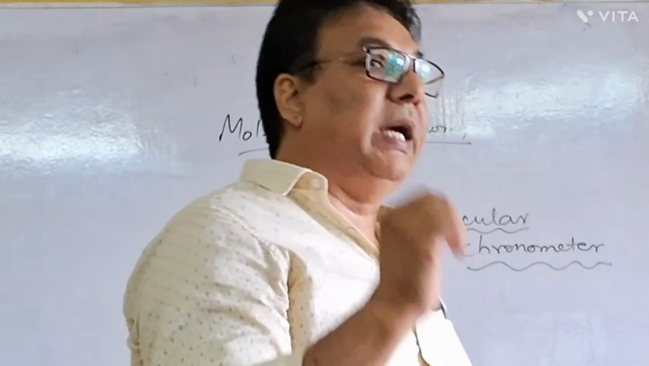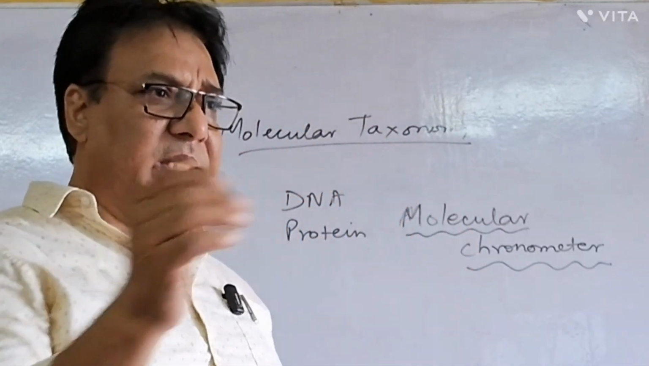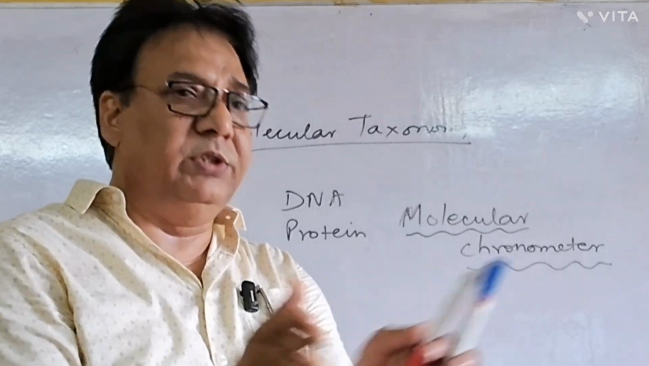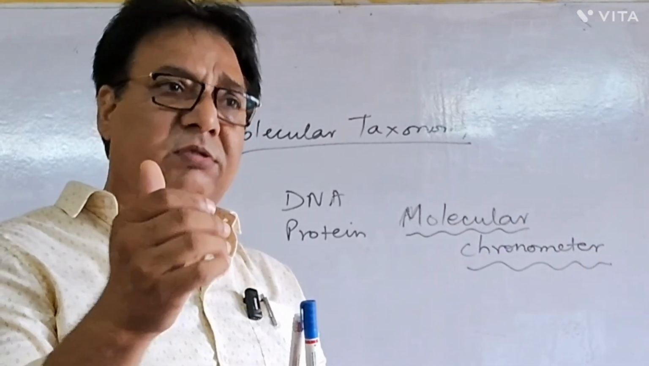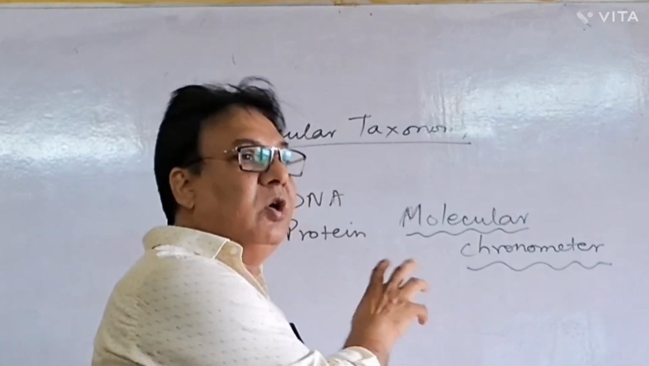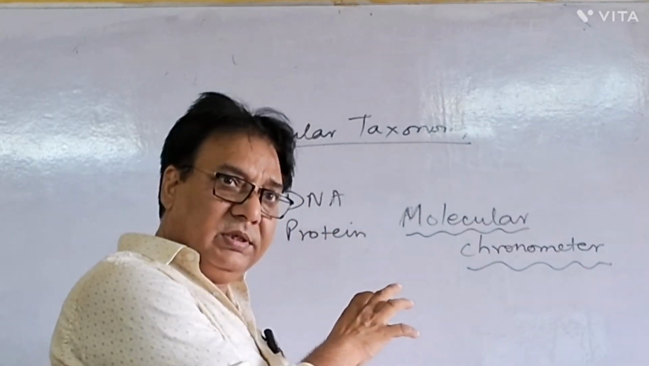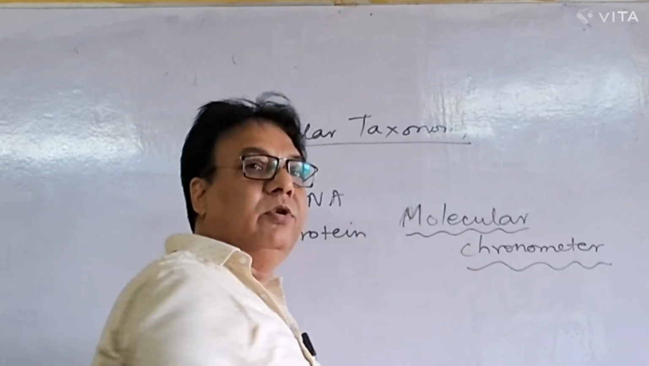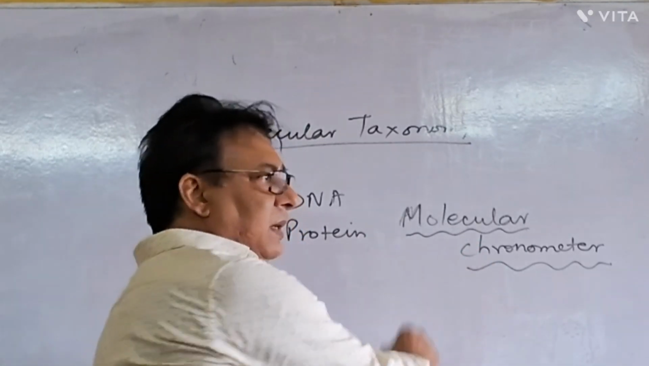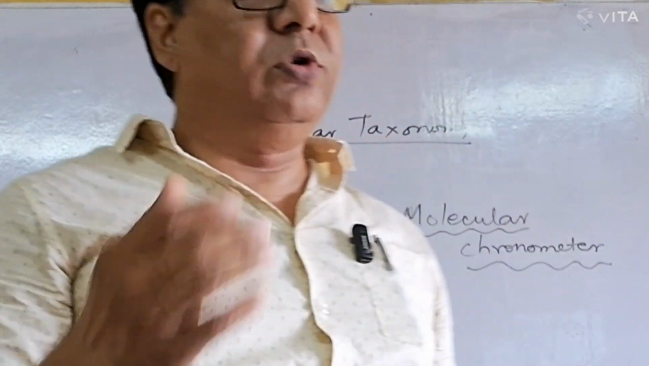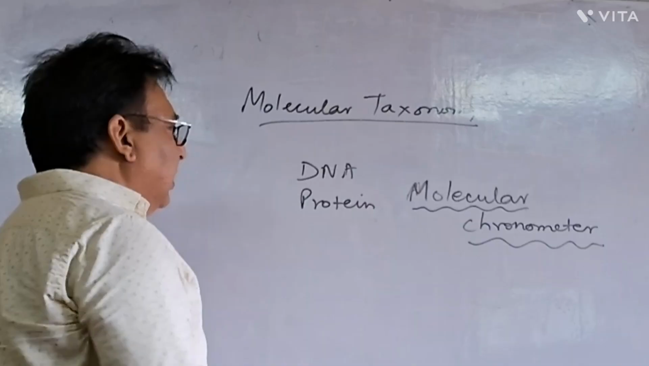It helps us to know that particular time, approximately when this organism, a particular species, is split into two different species because of a certain mutation. So they are like a clock, isn't it? That's why they are called molecular chronometers. This question is sometimes asked. So what are molecular chronometers? Molecular chronometers are these DNA and proteins.